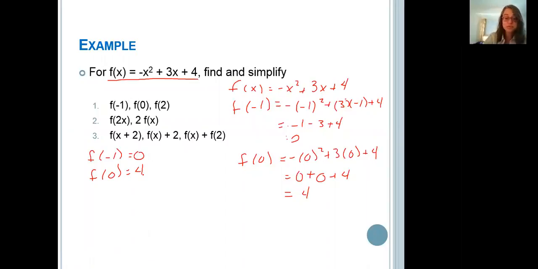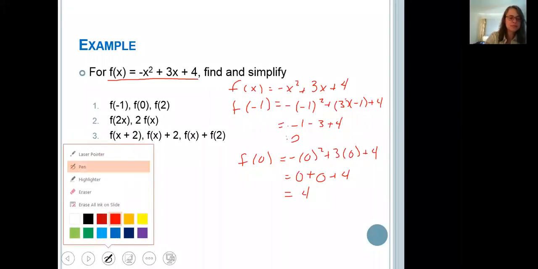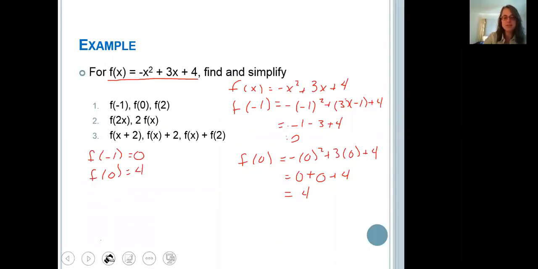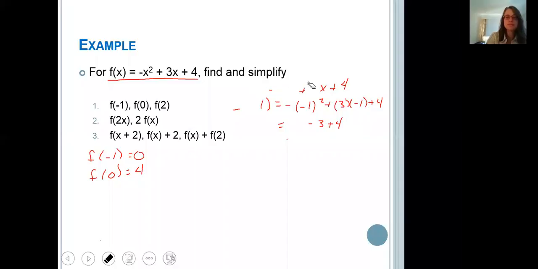Let's try with 2. I'm running out of space, so I'm going to erase. If you don't have all this down, you can pause it and bring it back. It's one of the beautiful things about recorded lectures. You can always back up. Awesome. All right. Go back to my pen.